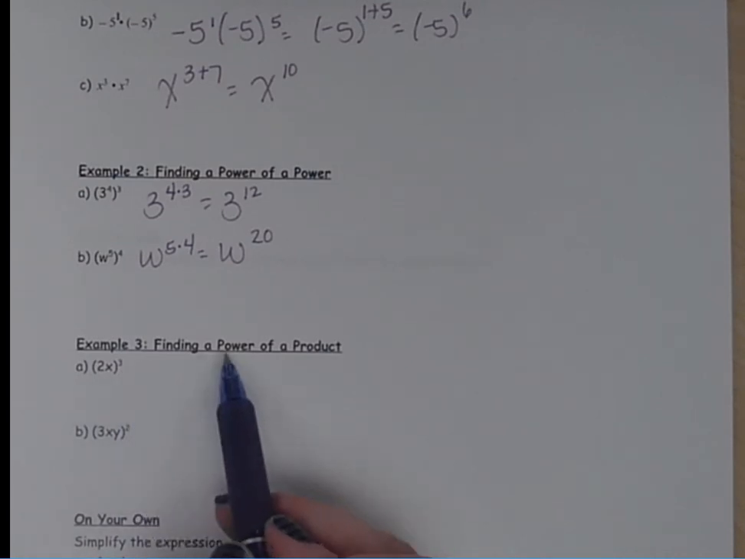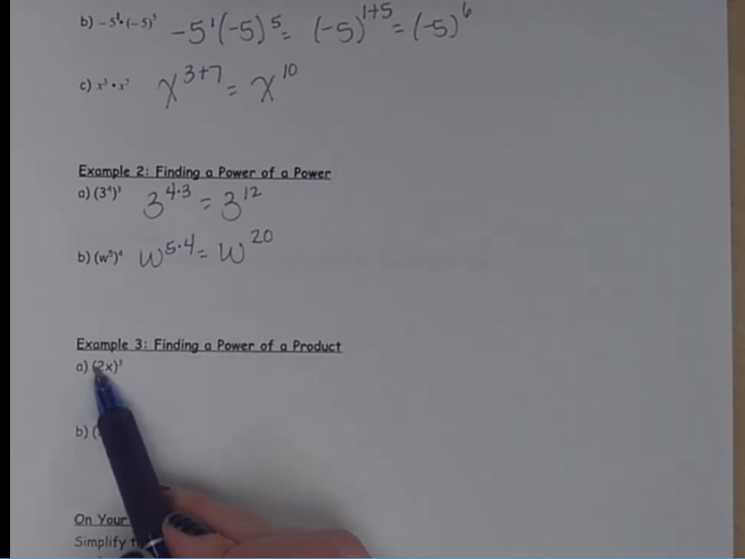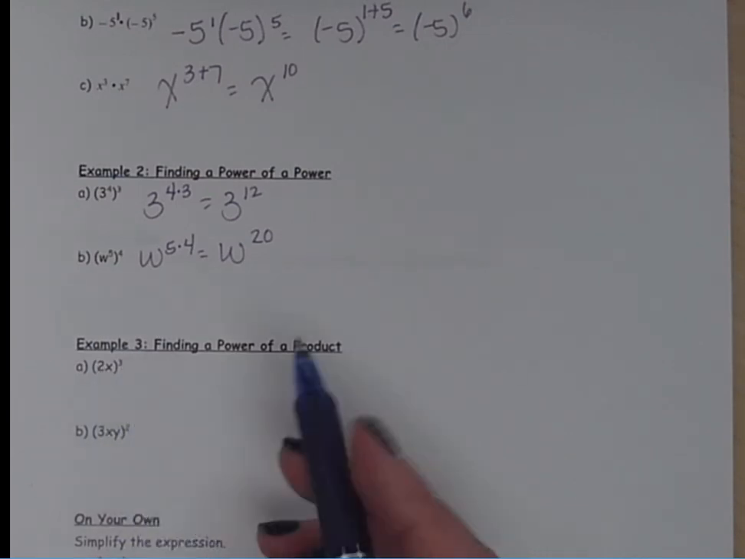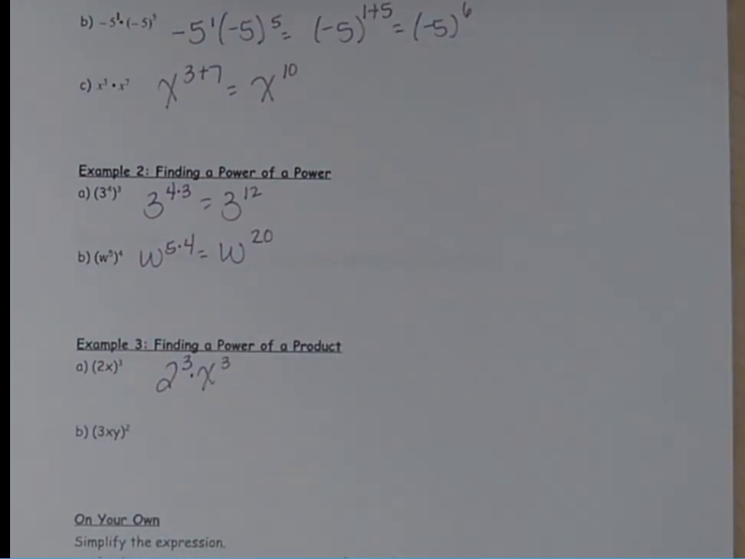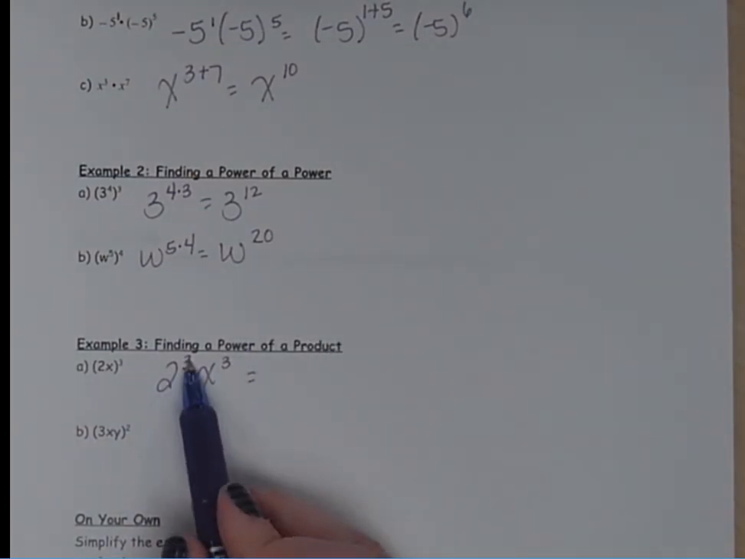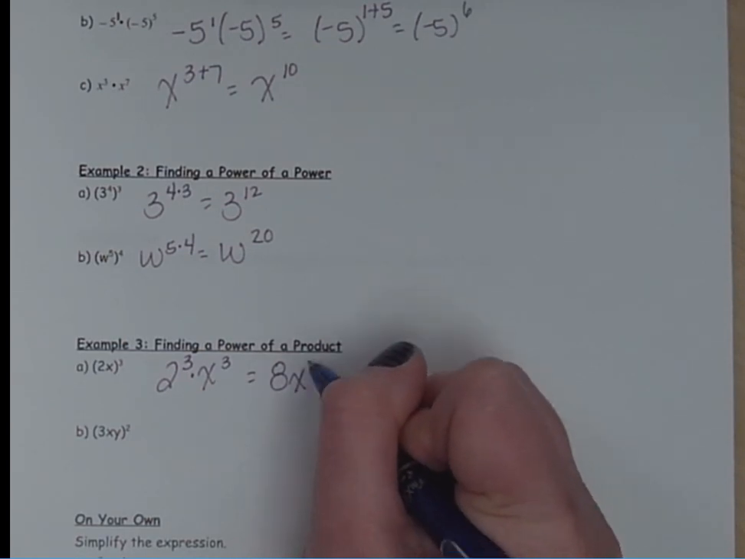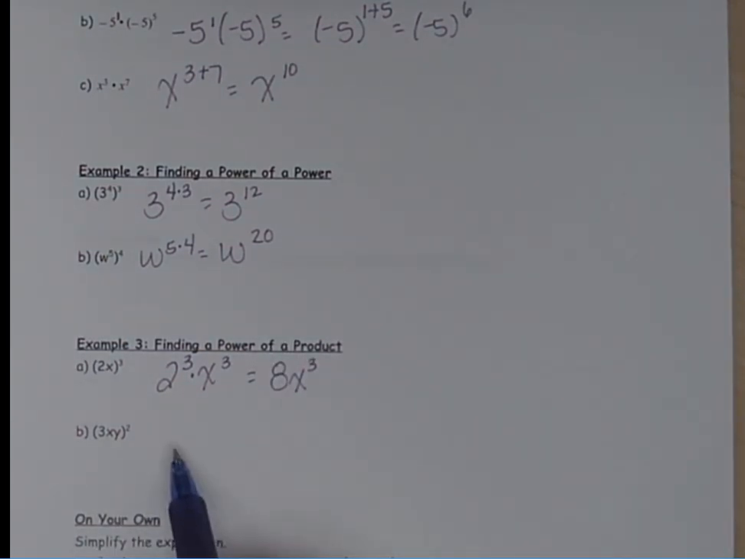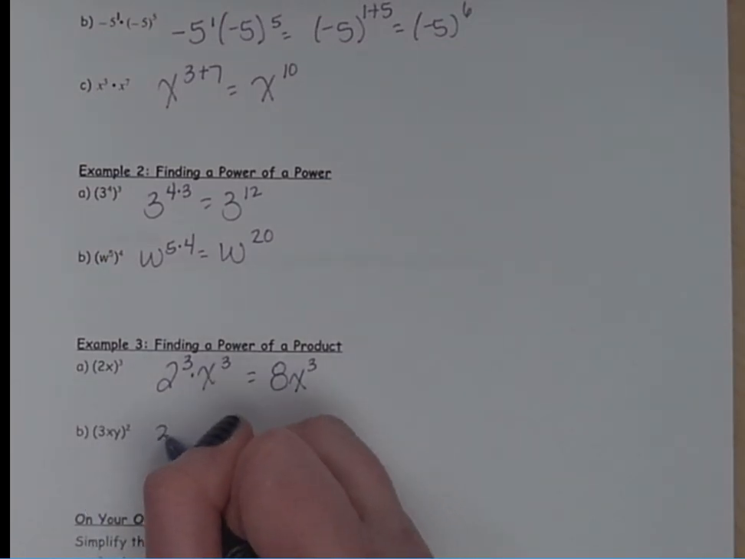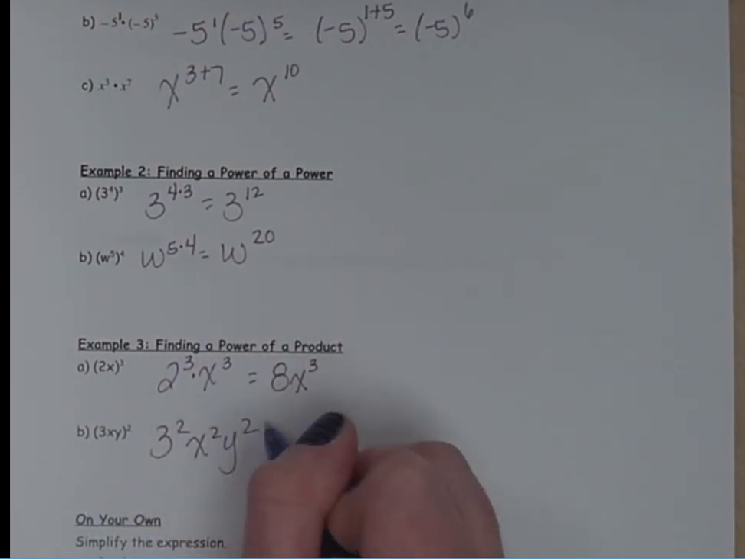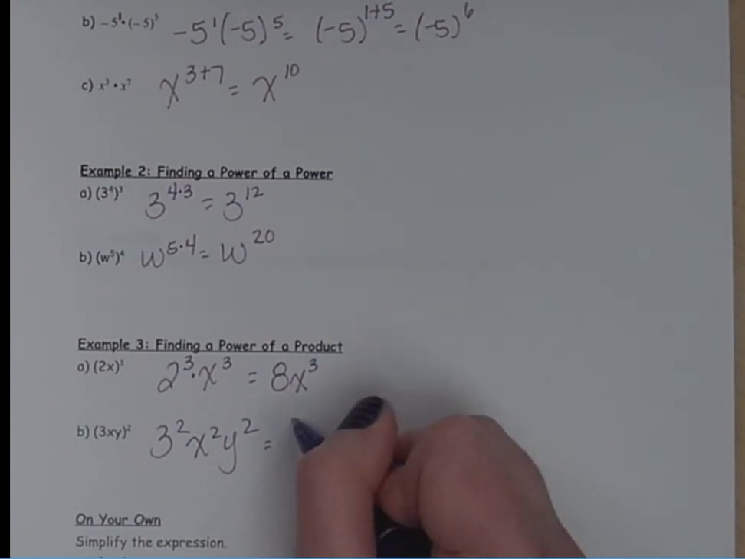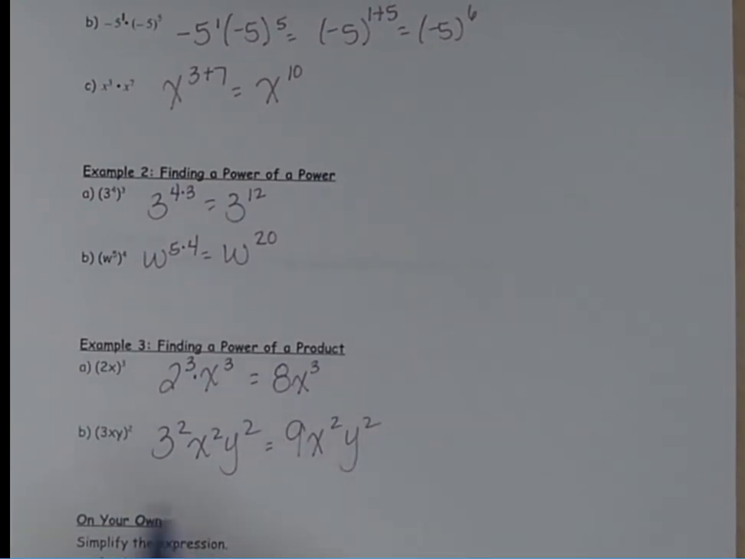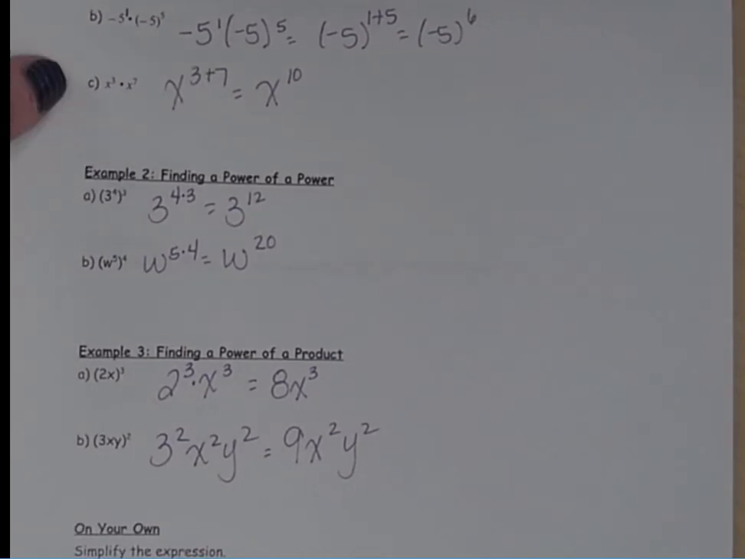Now, if I look here, finding the power of a product. Notice I don't have all numbers here. I've got a number and an exponent. So I'd have 2 to the 3rd times x to the 3rd. Now, I'm not done. Remember, do the math until there's no more math to do. 2 to the 3rd is 8, so my answer here is 8x cubed. Distributing again, I have 3 squared, x squared, y squared. There's math to do. 3 squared is 9, so my final answer is 9x squared y squared.